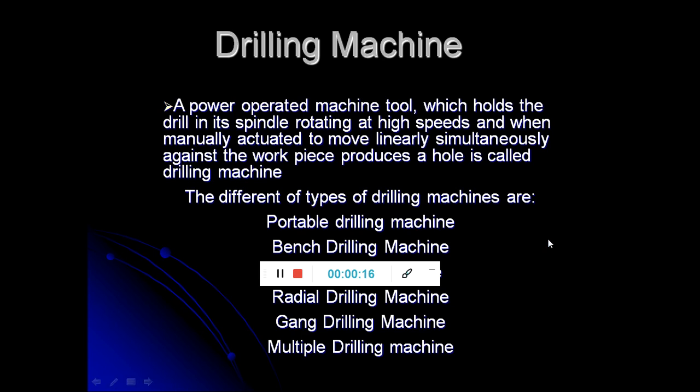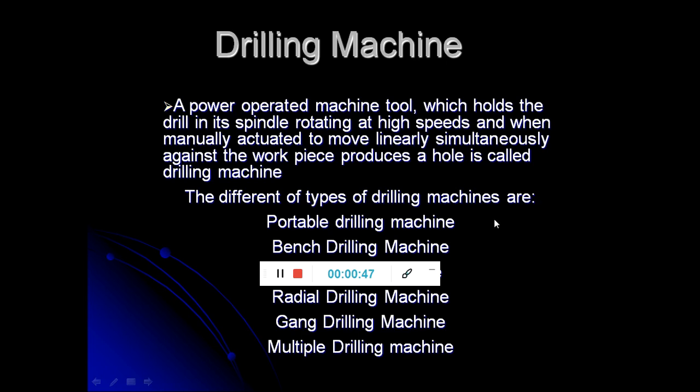Coming to the introduction to drilling, as you know, drilling is the operation of producing a circular hole in a solid workpiece with the help of a rotating tool known as a drill bit. The drill bit has flutes on its outer periphery, which directly penetrate into the work surface and remove the material to produce the circular hole.